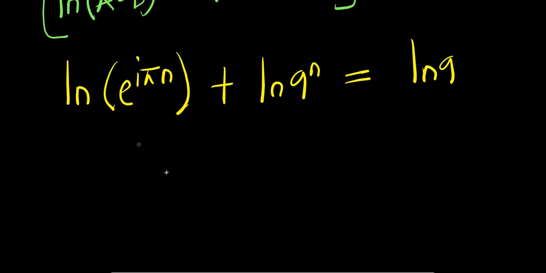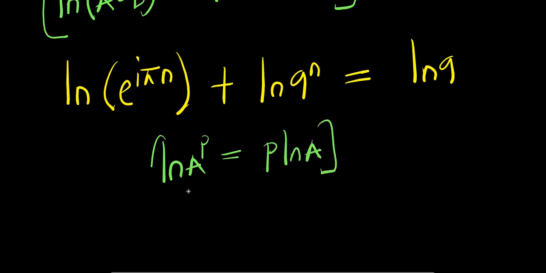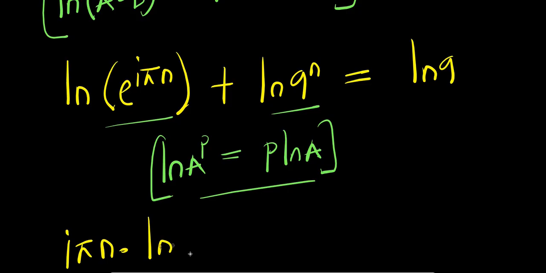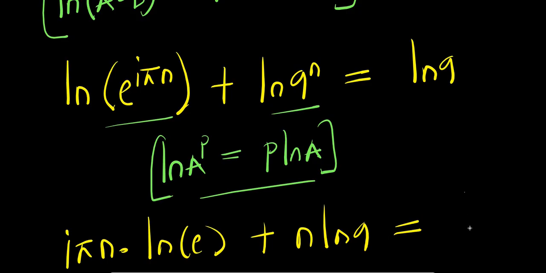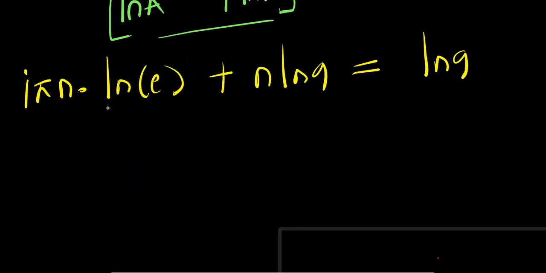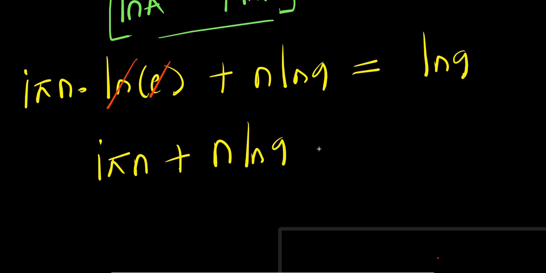And also, natural log a power b equals b times natural log a. Applying this right here and here, I will have i times pi times n times natural log e plus n times natural log 9 equals natural log 9. So from here, this cancels this. I have i times pi times n plus n times natural log 9 equals natural log 9.